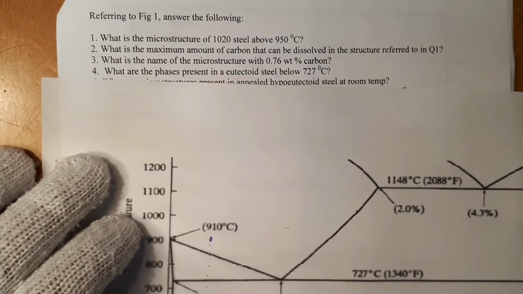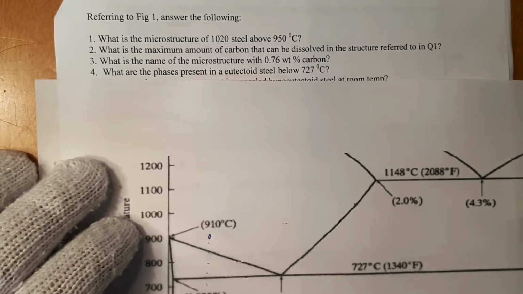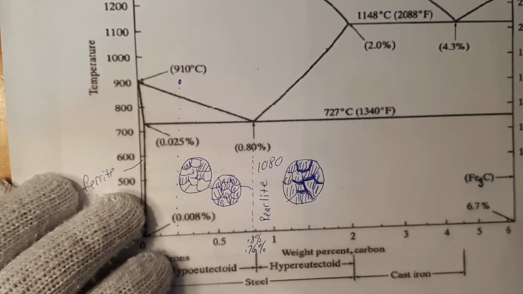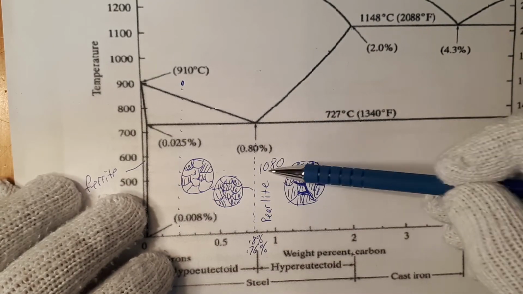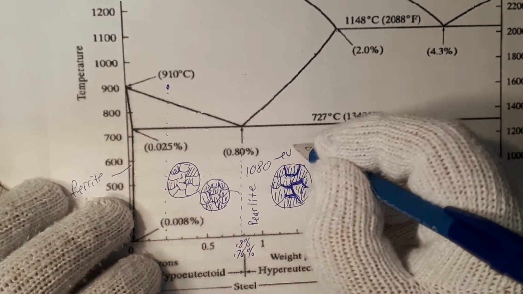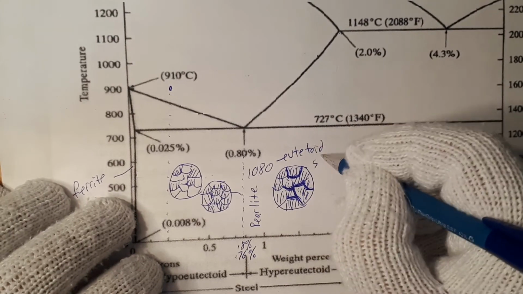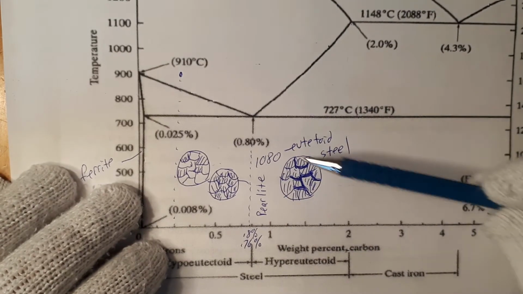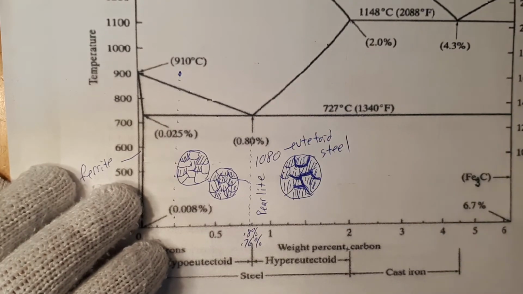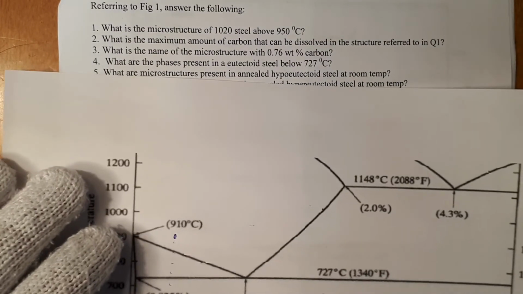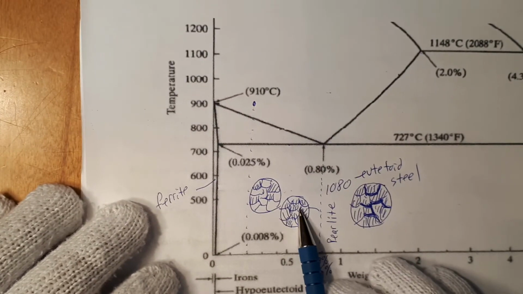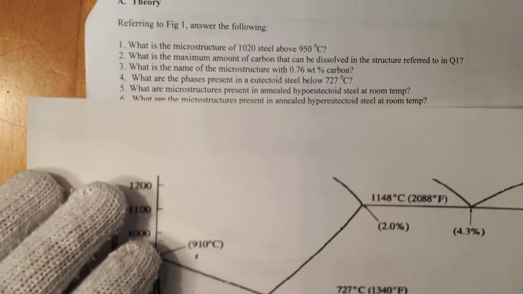What phase is present in a eutectoid steel below 727? Well, here's the 727 line, and this is known as the eutectoid steel. 1080 is known as eutectoid steel. And the name of the microstructure for that eutectoid steel is... I said, what are the phases present in eutectoid steel? So the phases, perlite, a combination of the two.